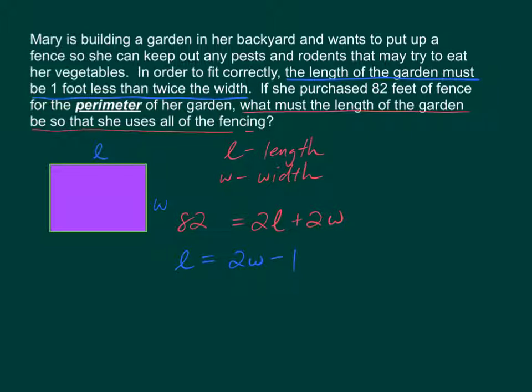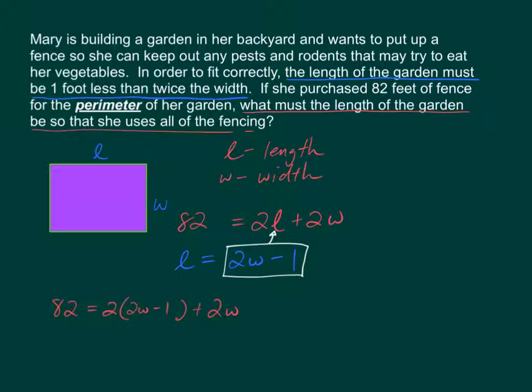From here, we can take this part of our equation, right? L is equal to 2W minus 1, and we can substitute it right into L for the other equation. So we can get this 82 down here in red, 82 equals 2 times whatever the length is equal to, which is 2W minus 1, plus 2W. So now this is just an equation like we were solving a few examples ago.